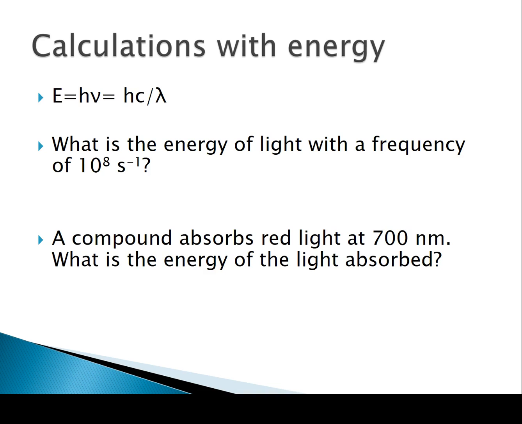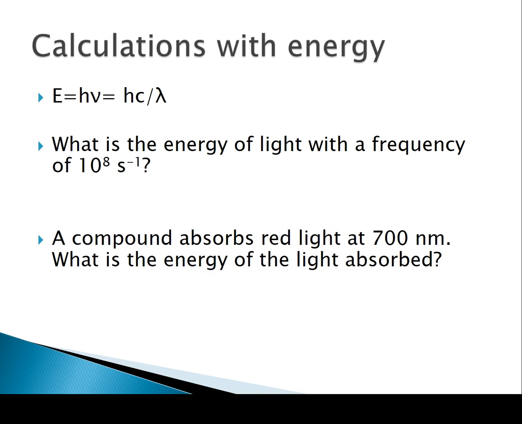Now, the terms in this equation: E is the energy of radiation, h is Planck's constant, which is 6.63 times 10 to the negative 34th. Nu, the letter that looks like a v, is the frequency of radiation. And c is the speed of light in meters per second. That's 3.0 times 10 to the 8th meters per second. And lambda is the wavelength of radiation. Now, you do not have to memorize Planck's constant or the speed of light. Both of those values are given to you in the data booklet.